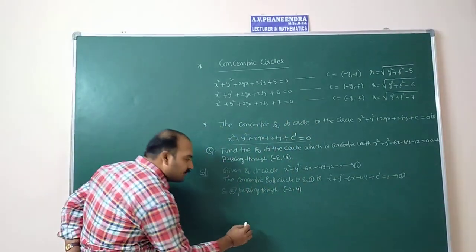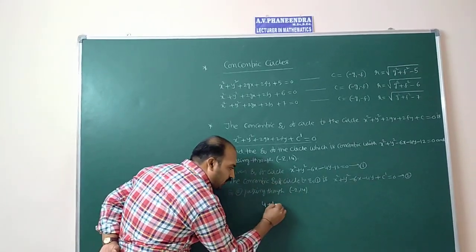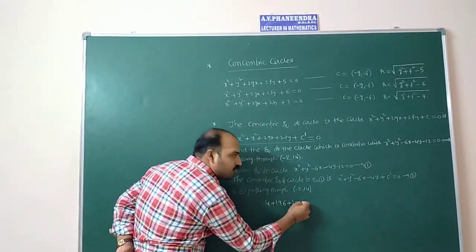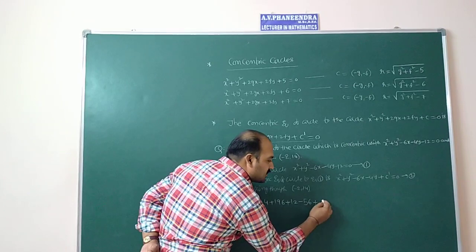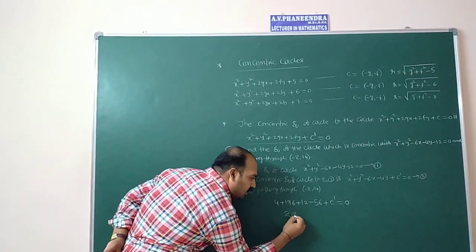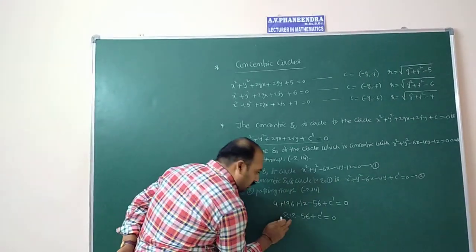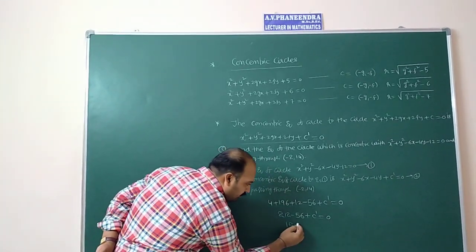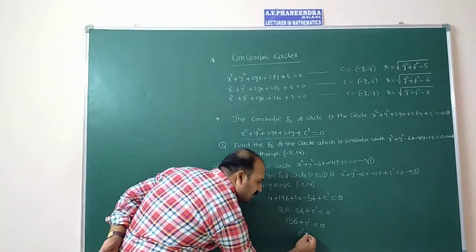It becomes minus 2 square, that means 4, y square means 14 square, 196, minus 6x, so minus 6 into minus 2 plus 12, minus 4 into 14 minus 56, plus c dash equal to 0. 212 minus 56 plus c dash equal to 0. 212 minus 56 is 156, so plus 156 plus c dash equal to 0. So c dash equal to minus 156.